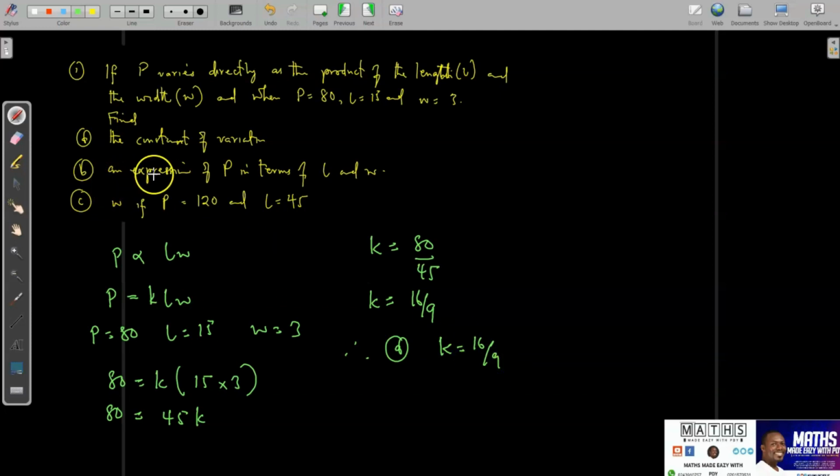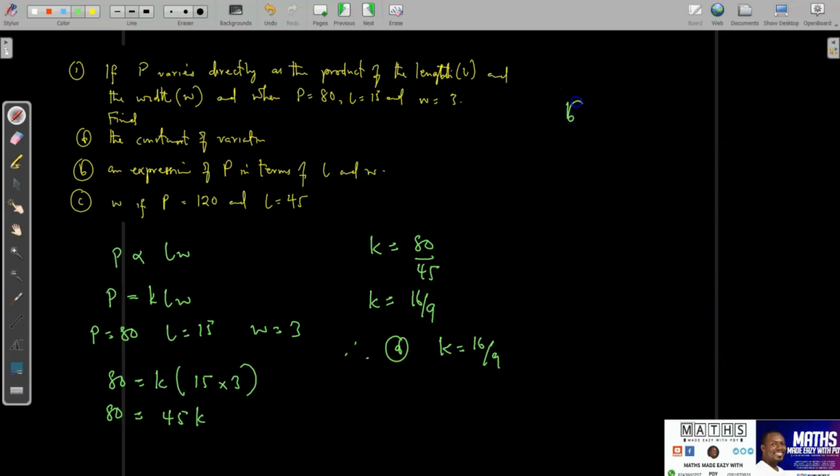Now it says write an expression for P in terms of L and W. That's a very interesting question. We wrote an expression early on, which was in terms of P, K, L, and W. So when the question demands an expression for P in terms of L and W, then it means K must not be there. And in doing so, our K value needs to be substituted. Then we get our answer.